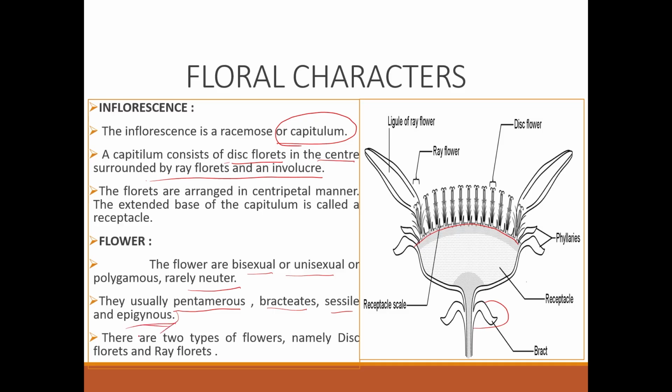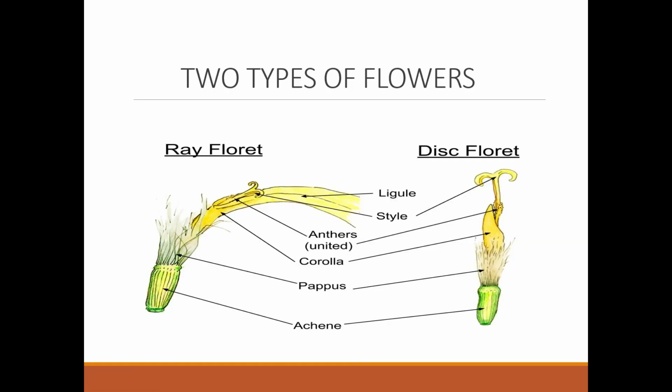Because the ovary is inferior, that's why they are epigynous. There are two types of flower, namely disc or ray floret. Depending upon the species, they may have both ray and disc florets, or only disc florets, or only ray florets. If you see these two types of flower, the first one is the ray and the second is the disc floret. Ray florets are generally present at the periphery and have a ligule-shaped corolla. That's why this flower is also called the ligulate flower.